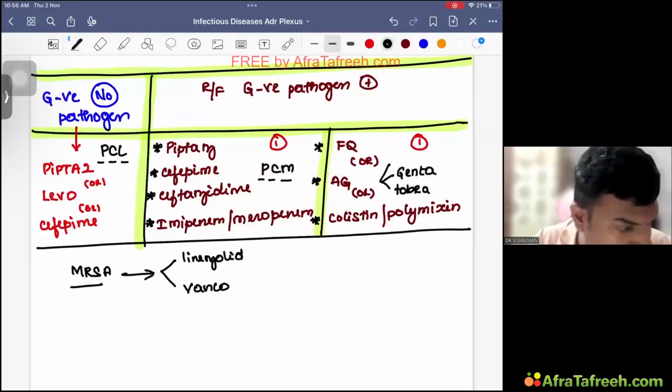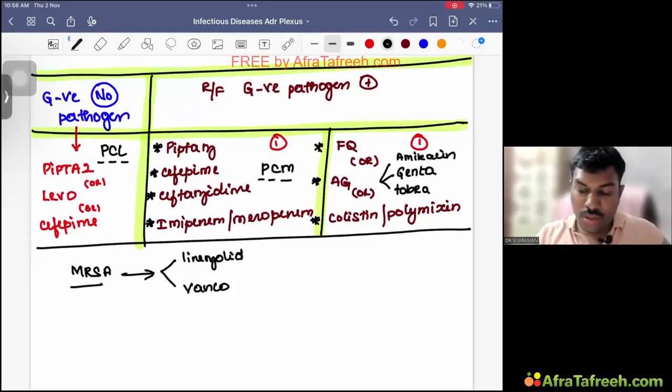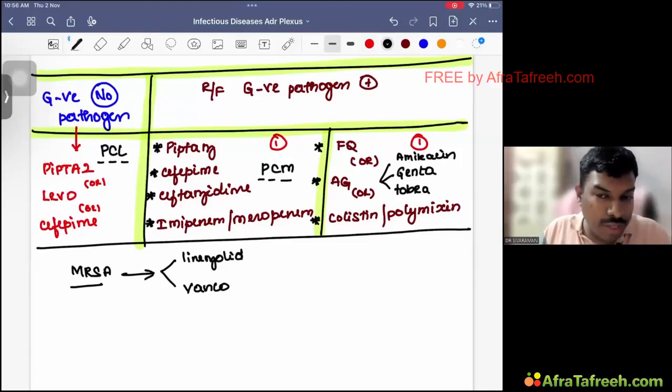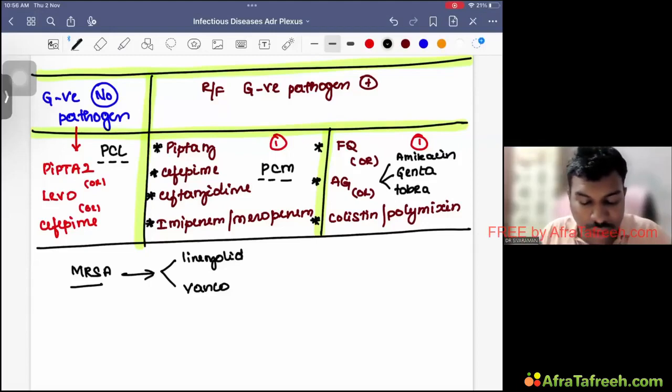Understood? So you have to see the local antibiogram; it differs from place to place. But the guideline says that whenever you have no risk factors for gram negative pathogens, like the patient is not having any prior antibiotic therapy or prior hospitalization, then you go for piptaz, levo, and cefepime. PCL.